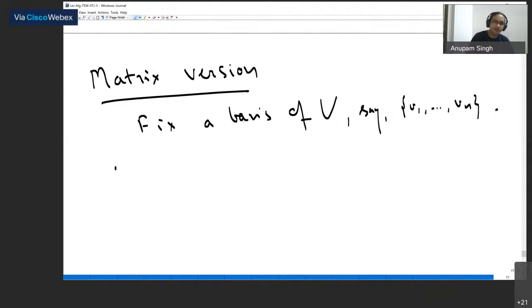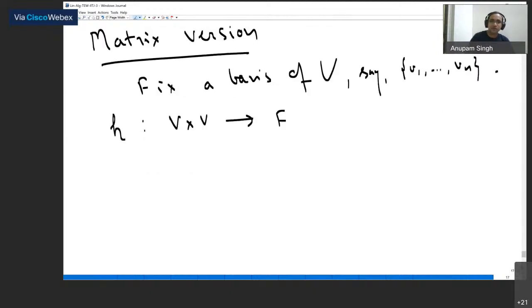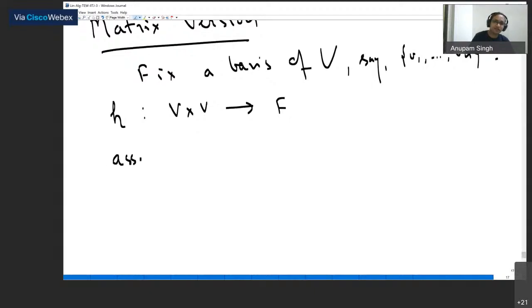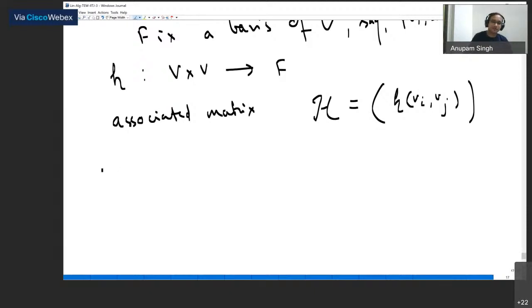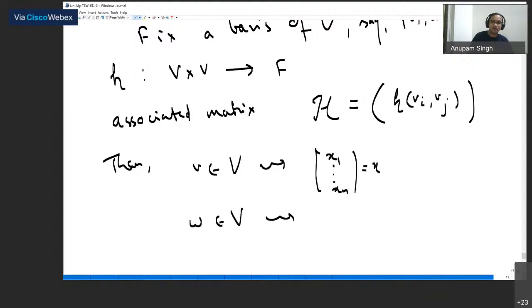And now I have H given, H from V cross V to F. What we can do is associate a matrix. The associated matrix, denoted by H, is defined as follows: I calculate H on Vi comma Vj. This is my matrix. And we can verify that, suppose I have V in the vector space with associated coordinates x1, x2, up to xn, which is x, and suppose I have W with associated coordinates y1, y2, up to yn, which is y.